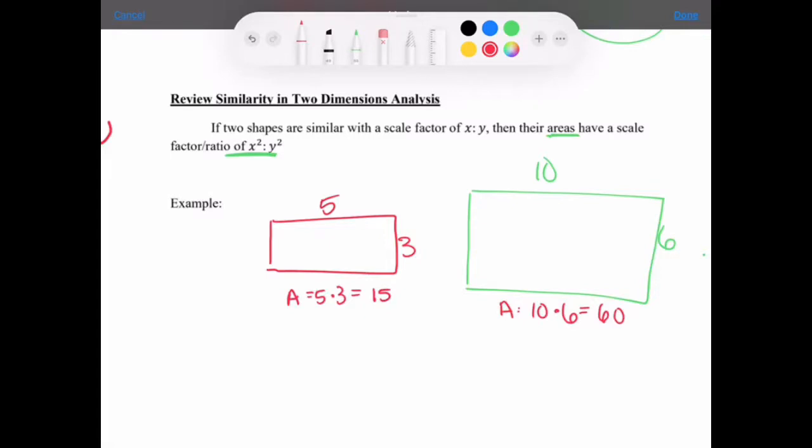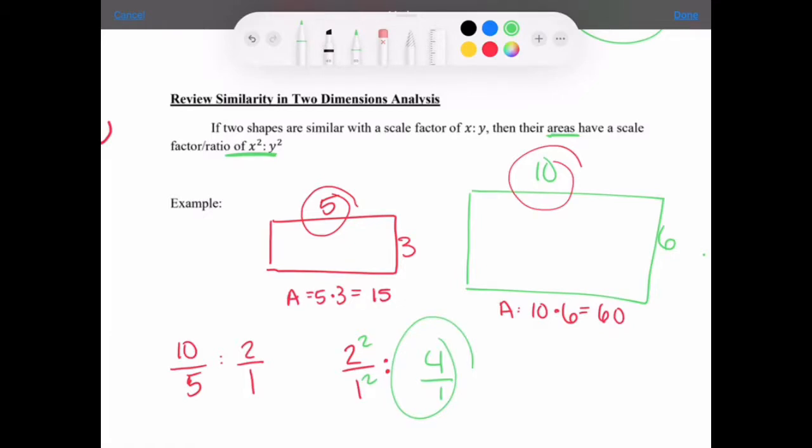of x squared to y squared, let's look at 5 to 10, right, which is our side. X to y has a ratio of 5 to 10, which is 2 to 1. And now we square it. We square the x, right, because we have a side ratio of 2 to 1, so the areas will have a ratio of, we'll square these, 4 to 1.